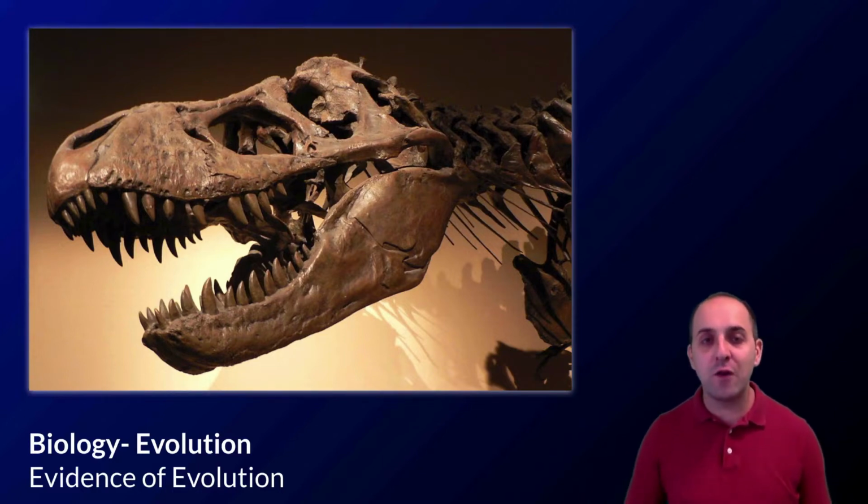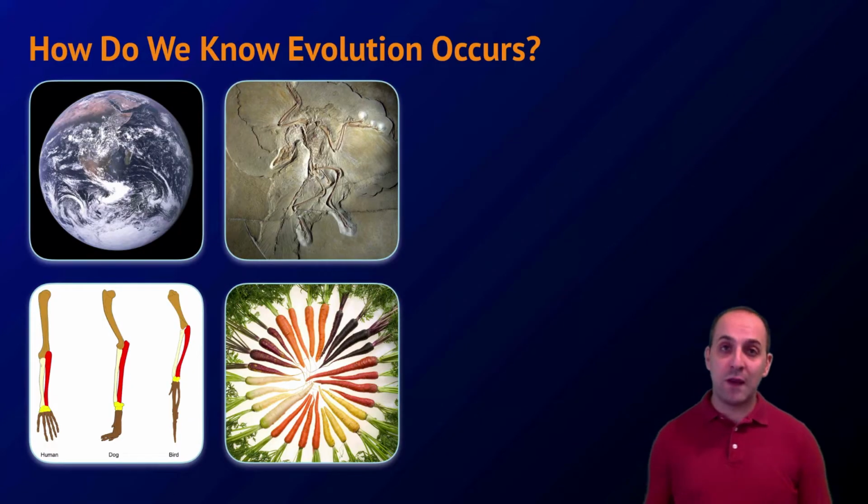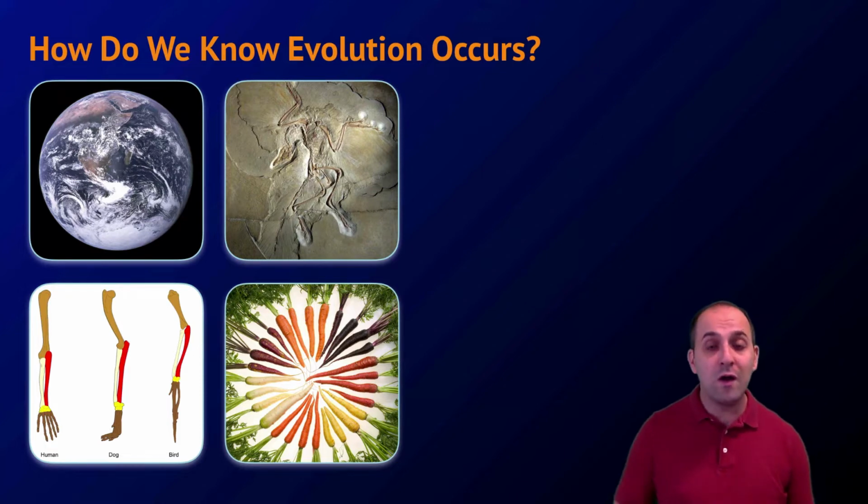The picture I've gone with here is a T-Rex, which I think is as good an example as any of the larger notion that there is a giant pile of evidence to support evolutionary theory. And of course, as a scientist, you should expect that any scientific theory is based on a large supporting body of evidence. The question that we're going to be answering in this video is, how do we know that evolution occurs?